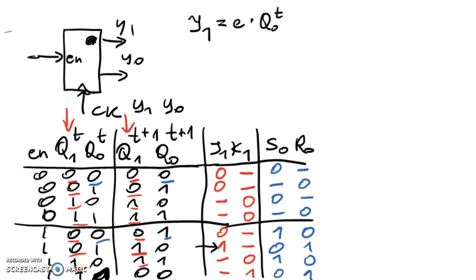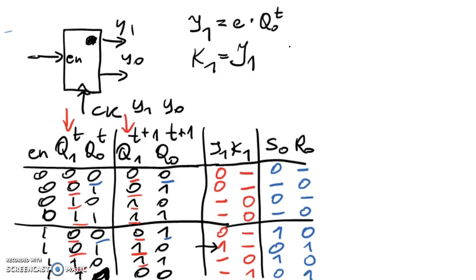What about K1? K1 can be, of course, the product of all of them, but also I can find that K can be enable times Q0 as well. Enable times Q0. Yes, enable times Q0. It is simply the same as J1.